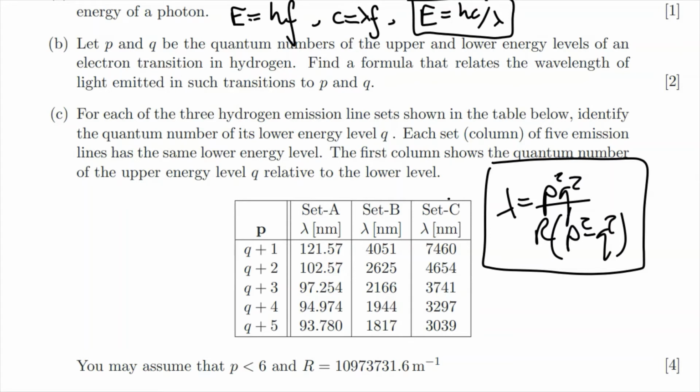Okay, so first, P is less than 6 implies that Q will equal 1, 2, 3, 4, or 5.